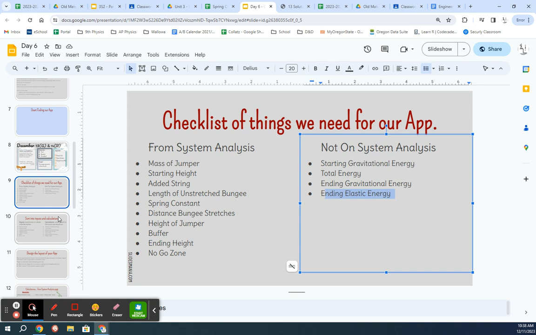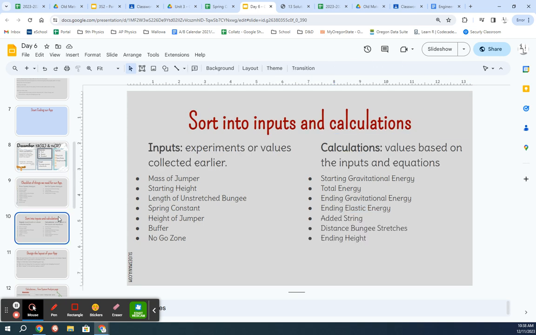All right, so let's go ahead and see. And again, if you guys got some of these things in the wrong categories or whatever, no big deal. The inputs, these are experiments or values that we collect ahead of time. So the mass of the jumper, again, we can measure that as they get to the jump itself, right? Quick little measurement of their mass. The starting height, they're going to tell us, right? Do they want to jump from the highest spot or the next spot?